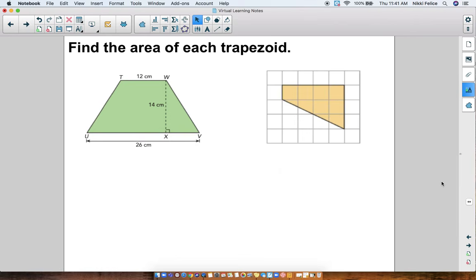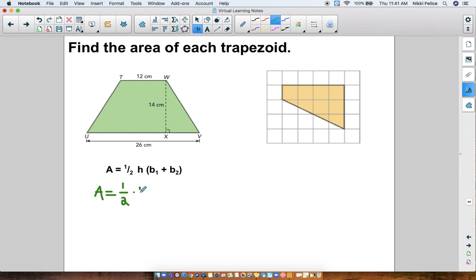Okay, so we're going to find the area of each trapezoid. And don't forget, here is our formula. Area equals 1/2 times the height times the sum of the bases, base 1 plus base 2. So let's do this one right here together. So my area equals 1/2 times the height, and what is the height of this trapezoid? It's right here, it's 14.